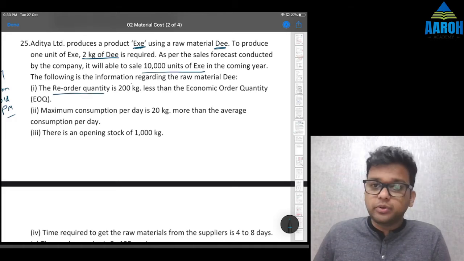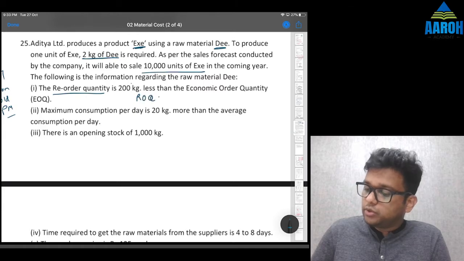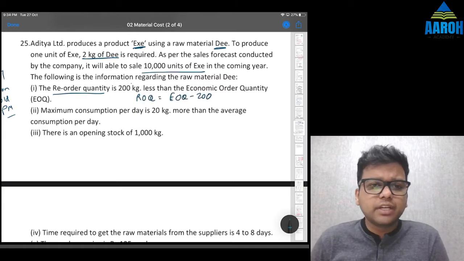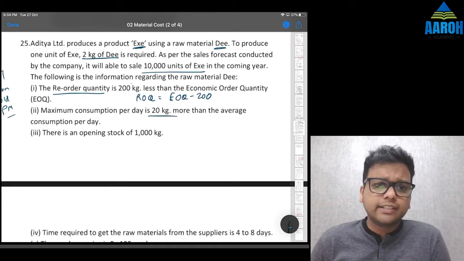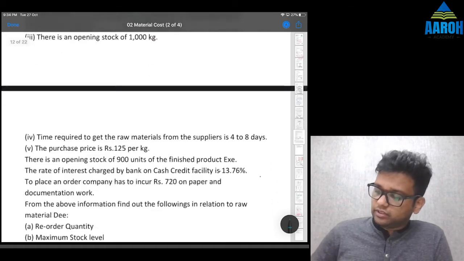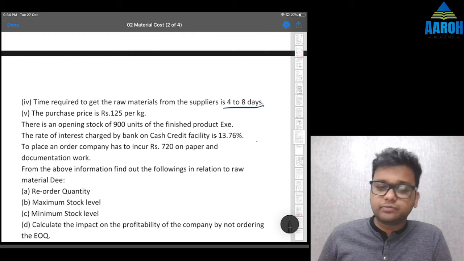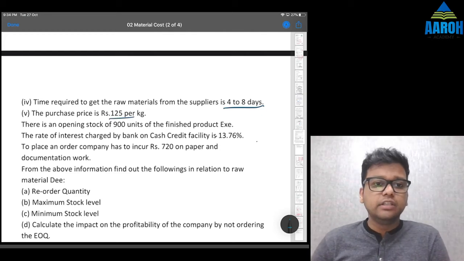Reorder quantity ROQ is 200 less than economic order quantity. So their ROQ is going to be EOQ minus 200. Then maximum consumption per day is 20 kgs more than average consumption per day. There is an opening stock of 1000 kgs. Time required to get raw material from supplier, that is lead time, is 4 to 8 days. Purchase price is 125 per kg. So normal information is given.